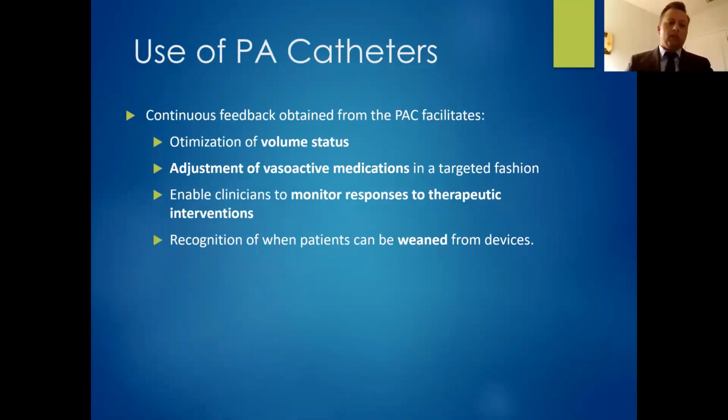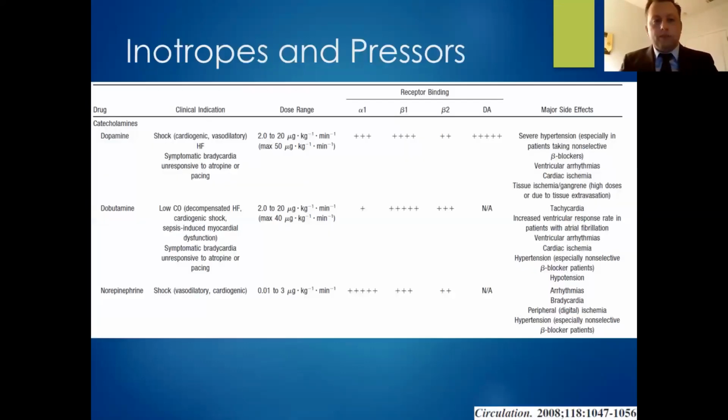The use of PA catheters also allows you to know in real time just what is the patient's volume status. It allows you to adjust vasoactive medications in a targeted fashion and be able to monitor the responses to those therapies. And it also allows you to see when the patients can be weaned from these devices. Again, don't fly blind, get the PA catheter in as early as possible and know what therapies the patient needs.